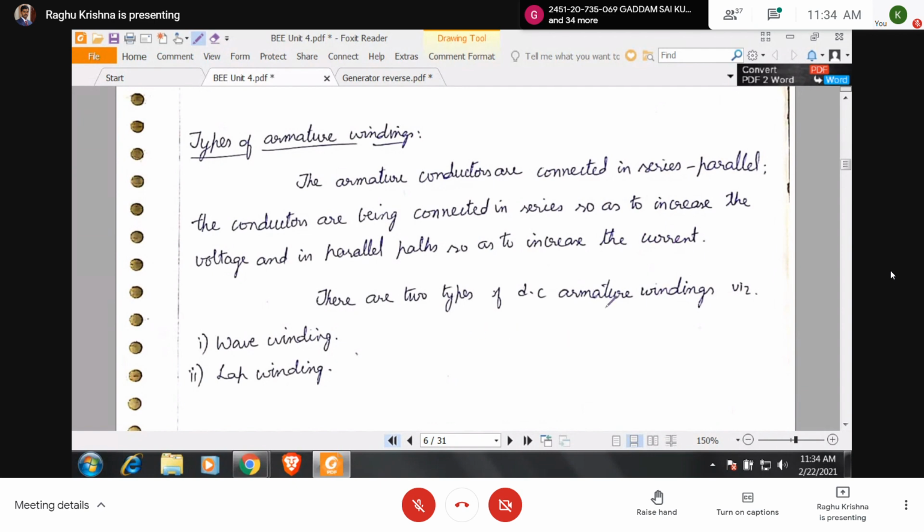There are two types of DC armature windings, namely wave winding and lap winding. These are the two types of DC armature windings. So you have two types, wave winding and lap winding.